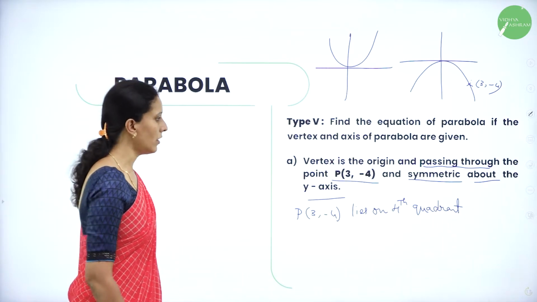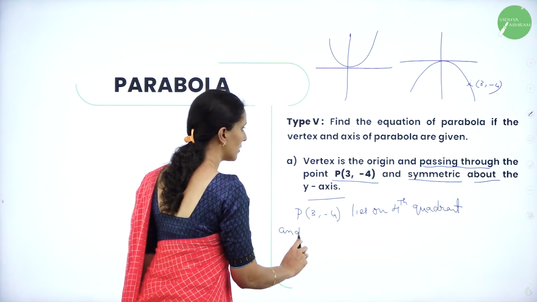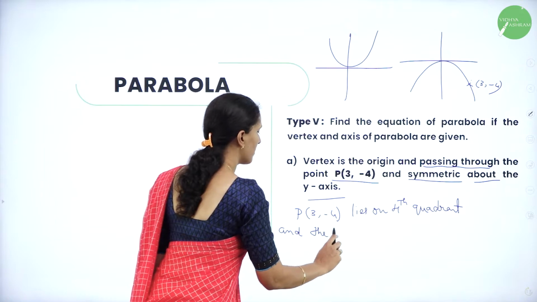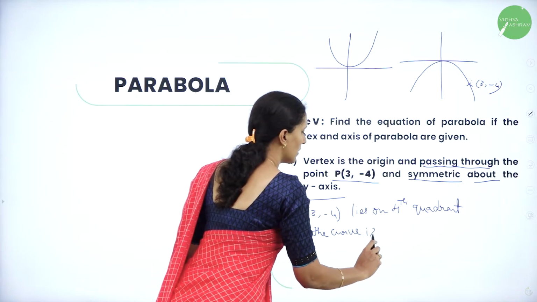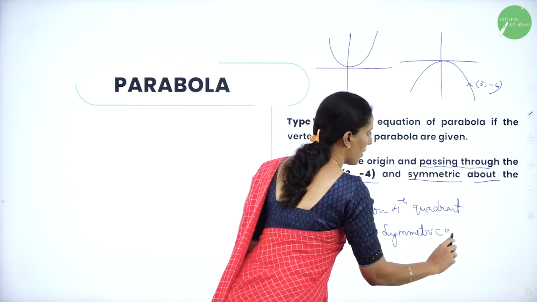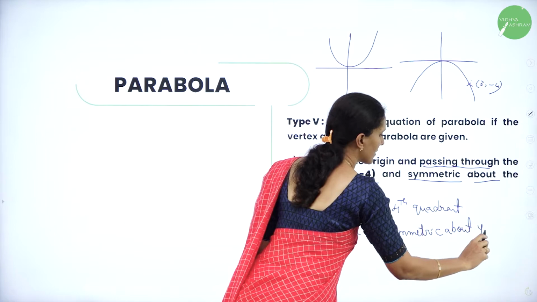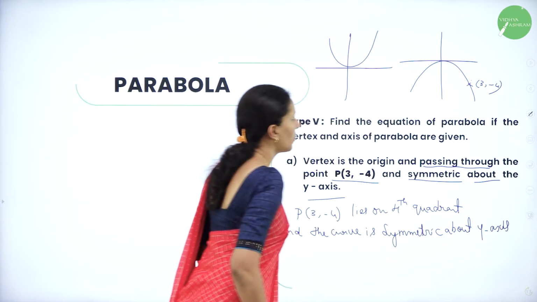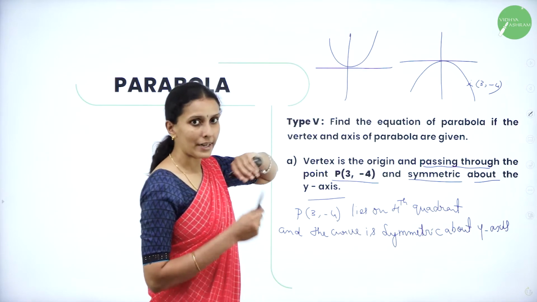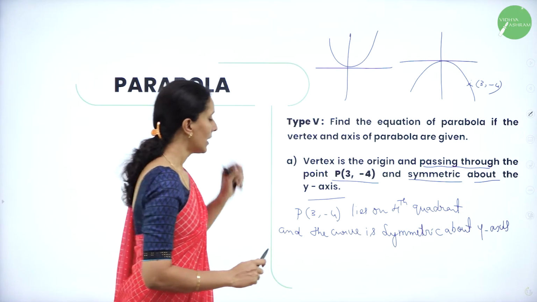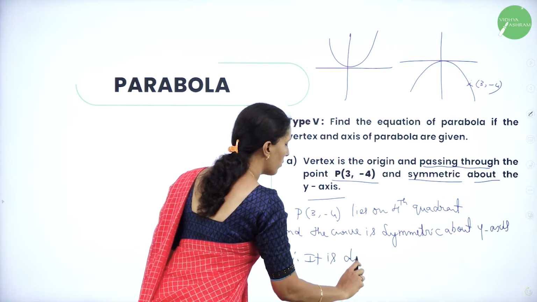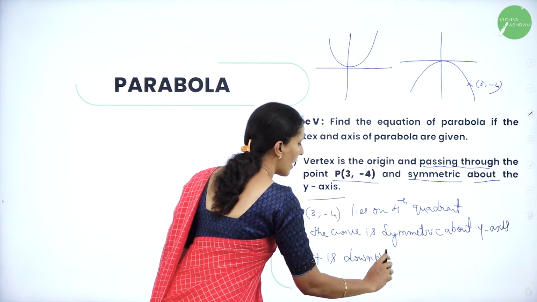And given what? And the curve is symmetric about y-axis. So y-axis means we have only two cases, one is upward or downward. So clearly we can understand from this point that the given parabola is a downward parabola. So therefore it is a downward parabola.